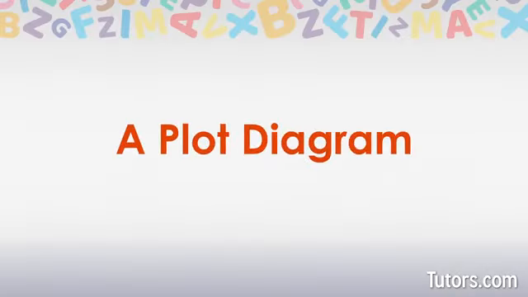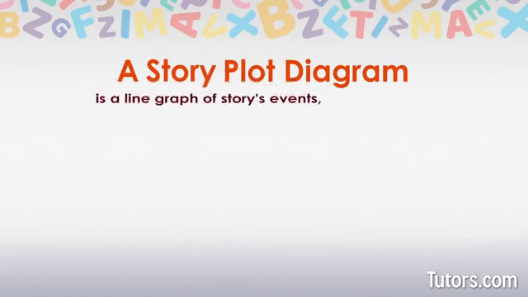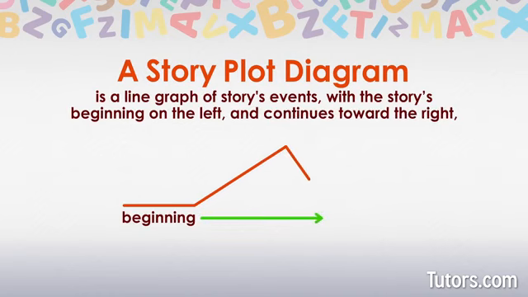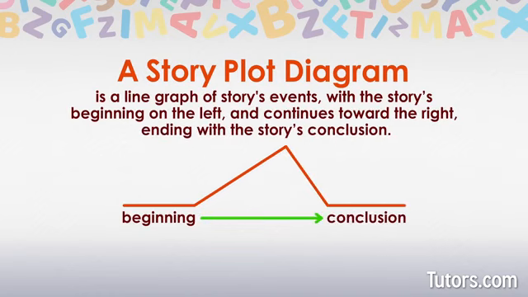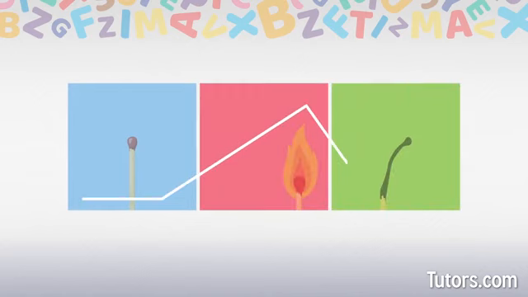A plot diagram is a graphical representation of the plot of a story. A story plot diagram is a line graph of the story's events, with the story's beginning on the left and continuing toward the right, ending with the story's conclusion. The plot of a story is the unfolding sequence of events.